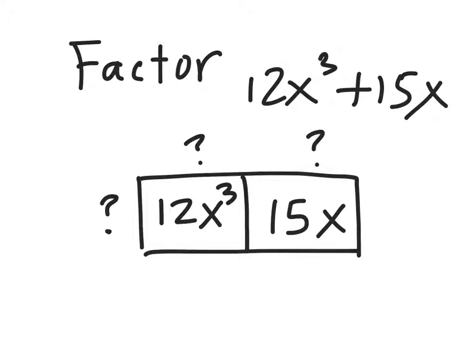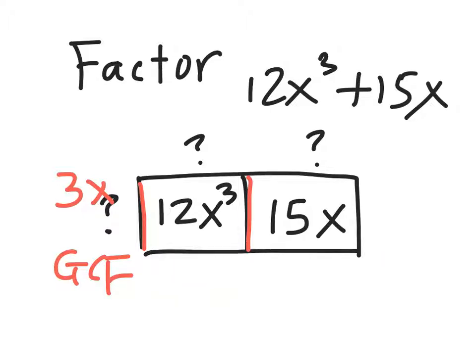Well, 12x cubed and 15x share this side. And this side is what we call the length of this box. And also in algebra terms, we call this the greatest common factor, the GCF. So what do 12 and 15 have in common? Their greatest common factor? Well, that's 3. What about between x cubed and x? Well, they have 1x in common. So the common length is 3x.